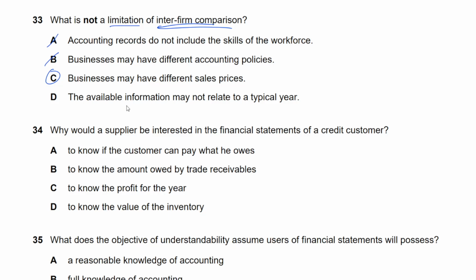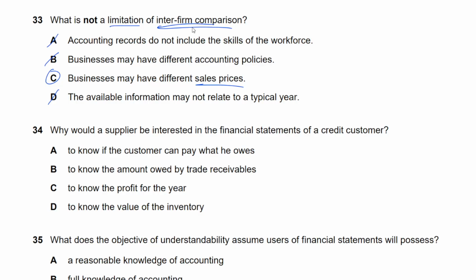The available information may not relate to a typical year. That is also another problem with inter-firm comparison, that perhaps 1 year is too good or 1 year is too bad. So you cannot compare two businesses' performance just by looking at 1 year's data. So something as tiny as a sale price does not really pose any problems with comparison, right? Like if two businesses have different sales price, we cannot say we cannot compare them. That's not a problem while comparison.